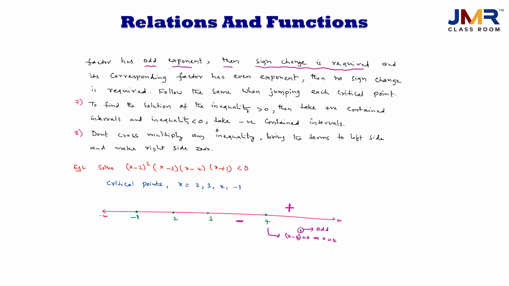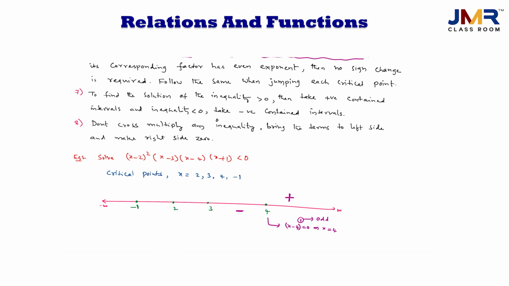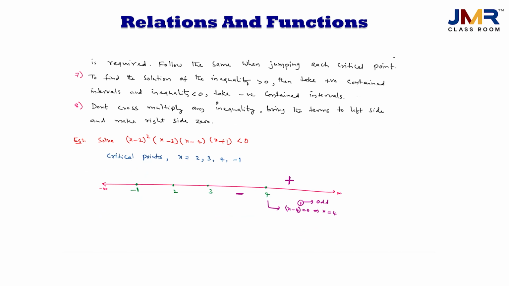Positive to negative. Then, after crossing the critical point 4, now we reach the critical point 3. How do we get the critical point 3? By making x minus 3 equal to 0. X minus 3 power 1, then x equals 3. Here the power is again an odd number. Whenever you cross a critical point corresponding to an odd exponent, a sign change is required, so minus to plus.